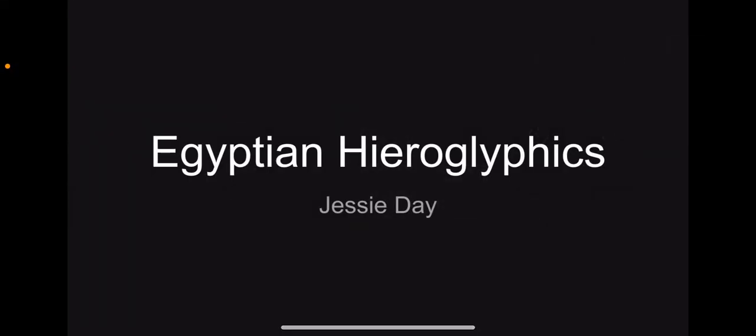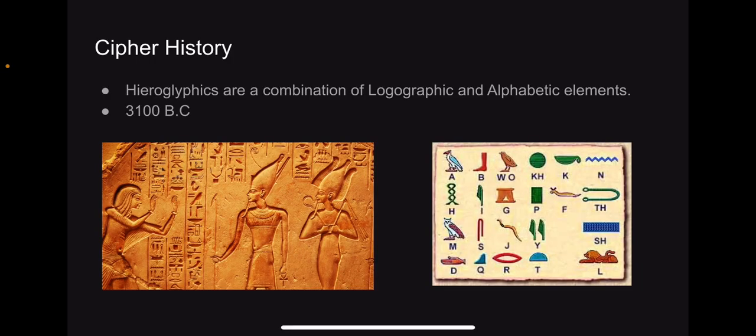So for my presentation, I'm doing it on Egyptian hieroglyphics. A little history: hieroglyphics were the writing system of ancient Egypt. They aren't technically used in coding. They were a combo of logographic and alphabetical elements, meaning each symbol represented a word or a sound. It's kind of similar to the Mandarin language.